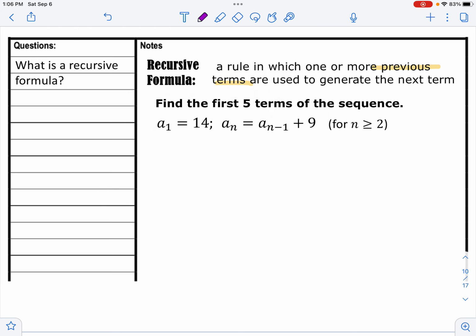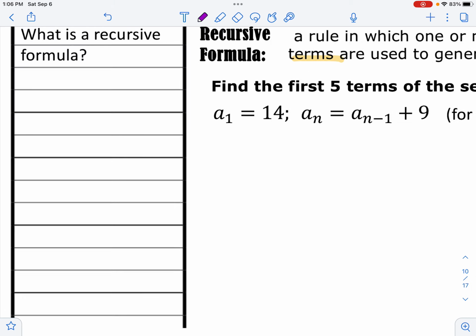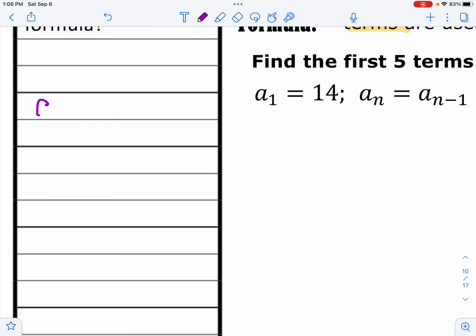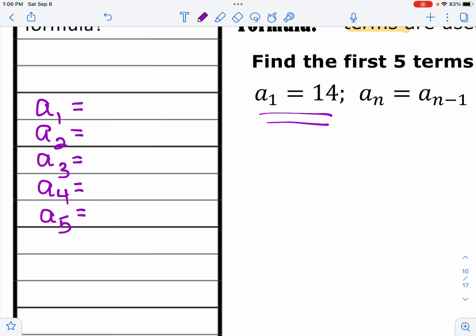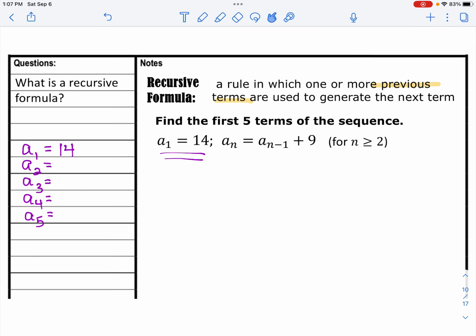Maybe switch colors here. It says find the first 5 terms of the sequence. So I'm going to go over here and just write a sub 1, a sub 2, a sub 3, a sub 4, and a sub 5. So I need to know these 5 terms. Now, they do tell us the first one already. So that's done. Cool. So now I just really need to know the other ones.